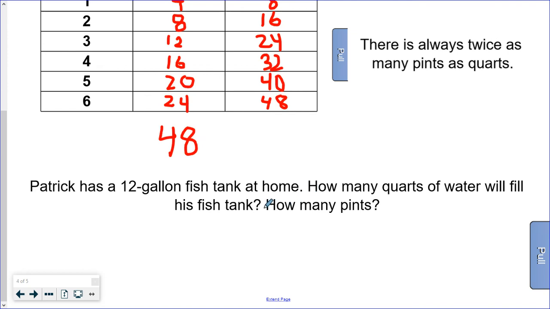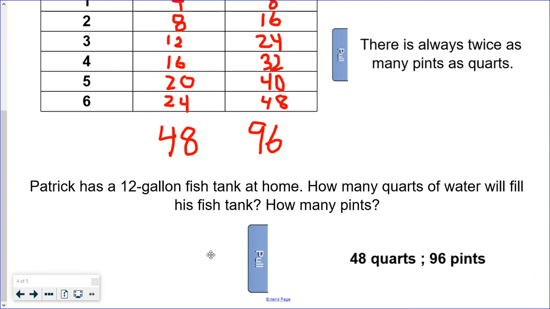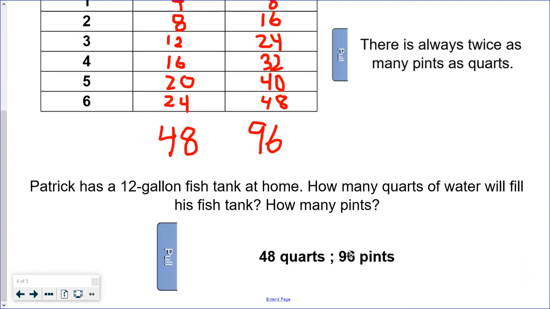And then there's a second question on here. How many pints? Well, if 6 gallons is 48 pints, another 6 gallons would be another 48. So I'm going to take 48 and add 48, which is 96. And notice there should always be twice as many pints as quarts. So if I take 96 and divide that by 48, that answer is going to be 2. So if you take a look at my pullout here, we see that there'd be 48 quarts and 96 pints.